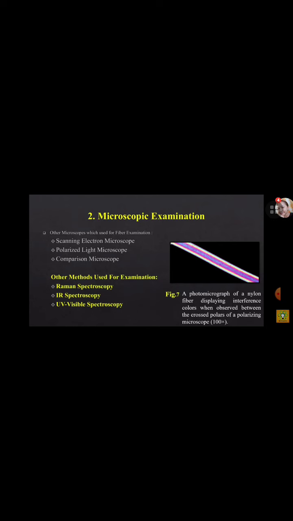In the following photo, we can see a photomicrograph of a nylon fiber displaying interference colors when observed between the crossed polars of a polarizing microscope.